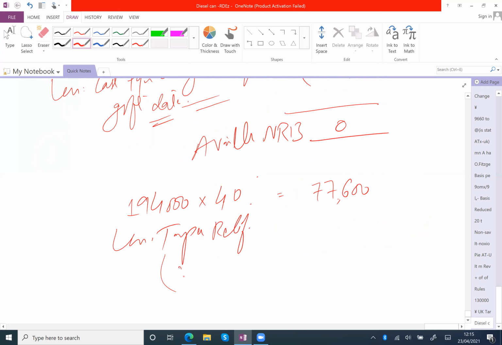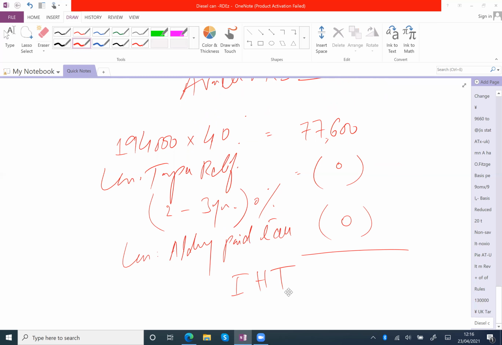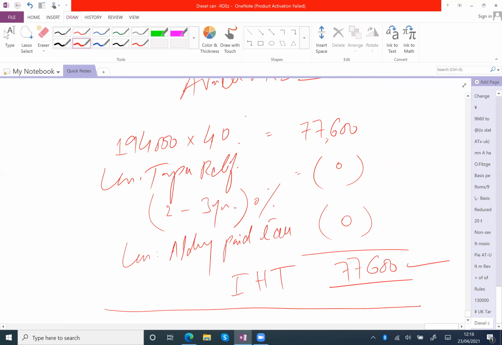You are dying within 2 to 3 years of making the gift. So for the first 3 years there is 0% taper relief, 0, less already paid tax. And there is no lifetime tax on a PET, 0 lifetime tax you paid already. So the IHT payable at the time of death is 77,600. And the question is complete.